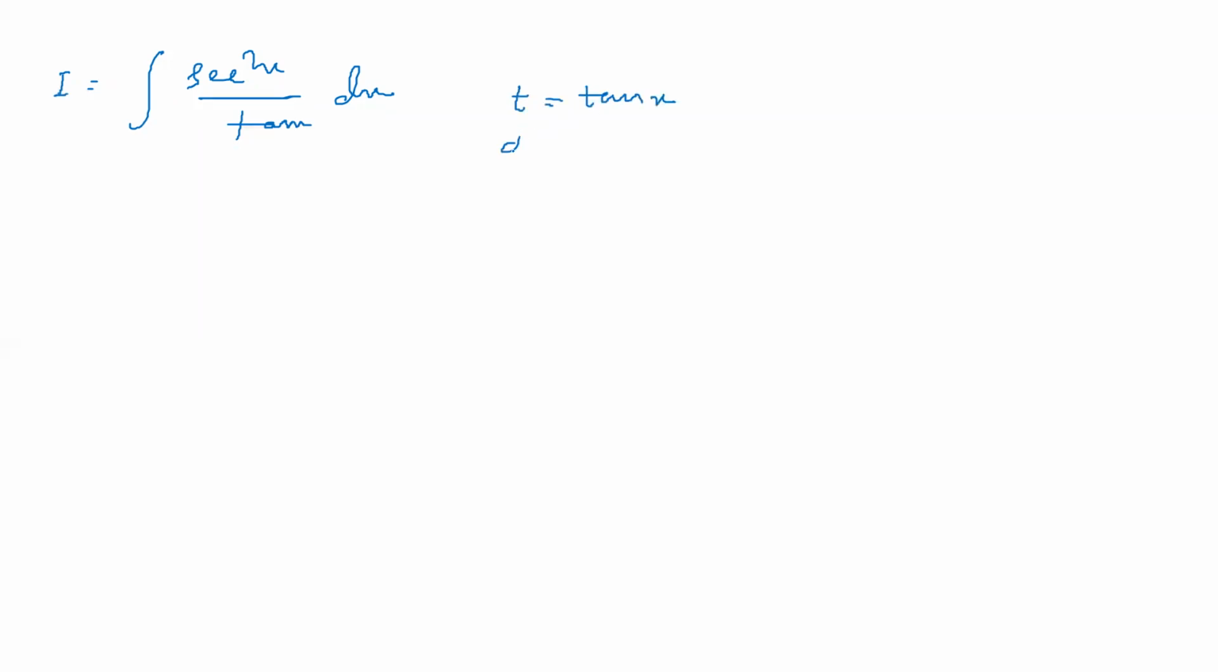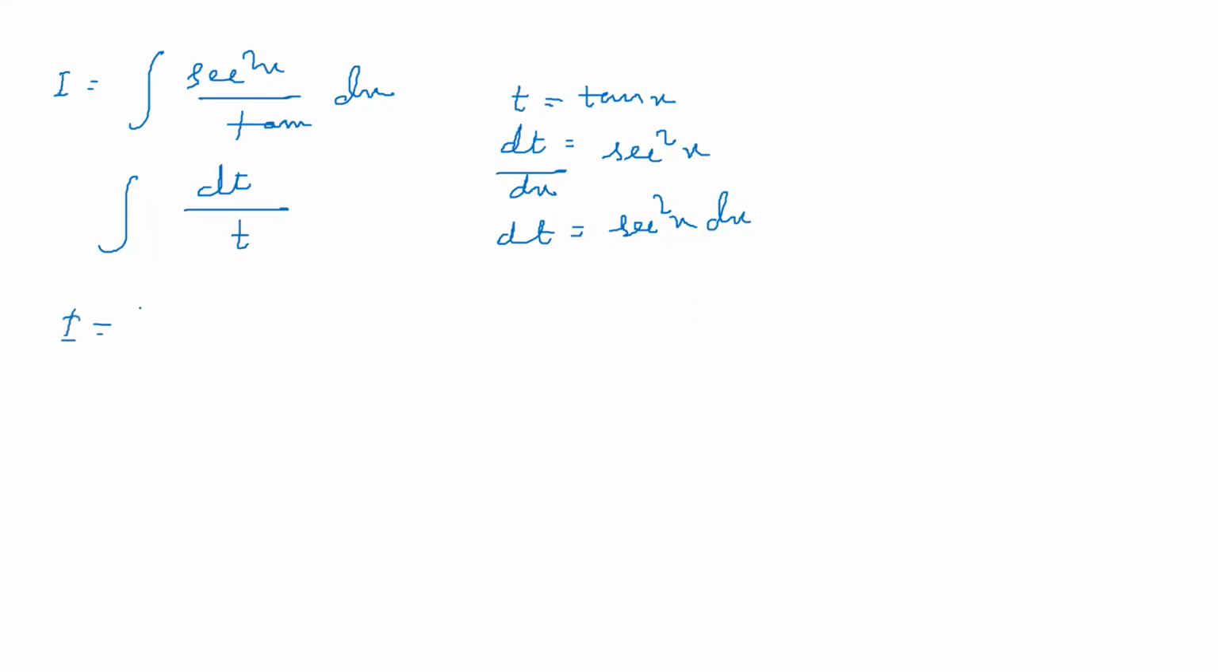So students, dt by dx will be how much? sec square x, correct? So dt will be sec square x dx. Now it will be very easy. The above part sec square x dx can be replaced by dt, and tan x can be replaced by t. Very easy. And 1 by t ka integration kya hai, students? Now we got the integration like that, 1 by t dt. The integration of 1 by x dx is ln x.